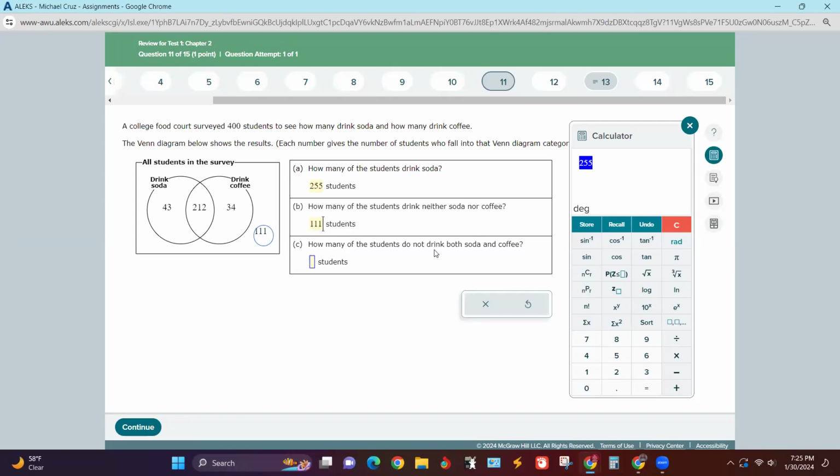All right. How many of the students do not drink both coffee and tea? So we've got to think hard about this. You're going to add 43 plus that 34. How many of the students do not drink both? Where is both at? In the middle, the 212. So here's the both.